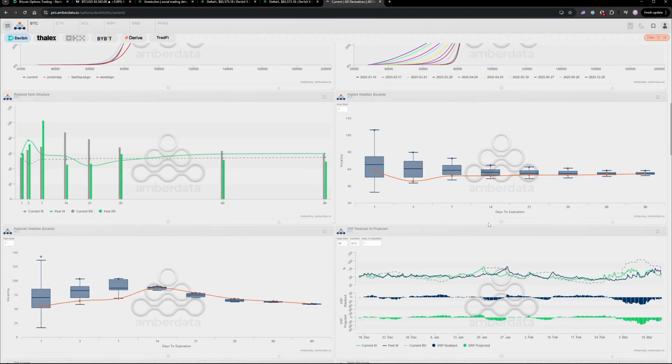The analytics charts used to be a paid subscription, and Amber Data do still have some additional paid services, I think. But this analytics section has just been made completely free for everyone, which is super useful. So I'm sure a lot of you will get some value out of this.